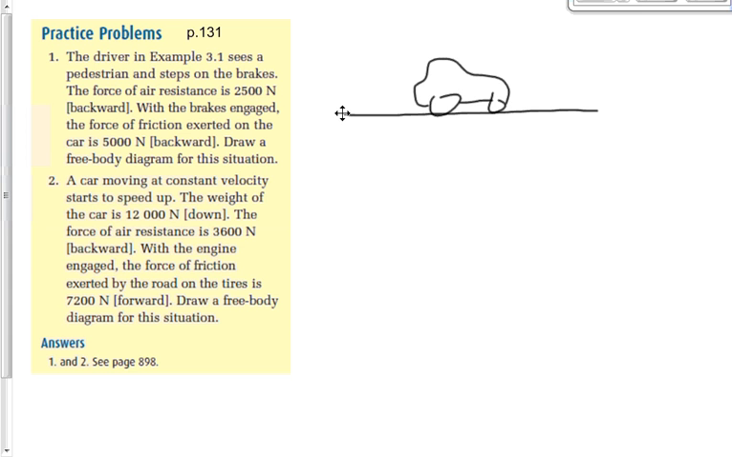I still got a force of 10,000 newtons acting down. That's the force of gravity. I've also got a force of 10,000 newtons acting up. That's the normal force. Notice this time I drew the normal force underneath the car. Last time I drew it above the car. It doesn't matter, as long as it's drawn the same length as gravity and in the right direction.